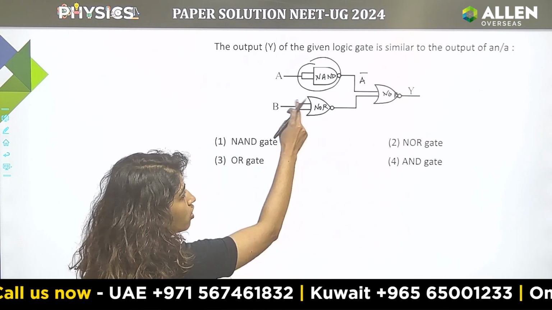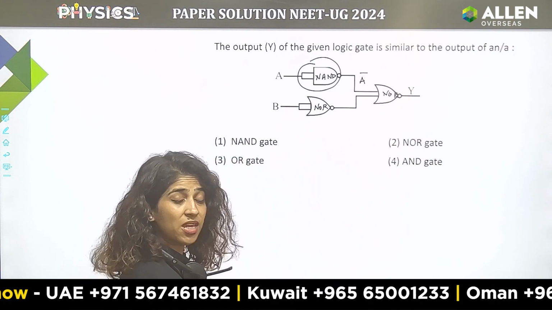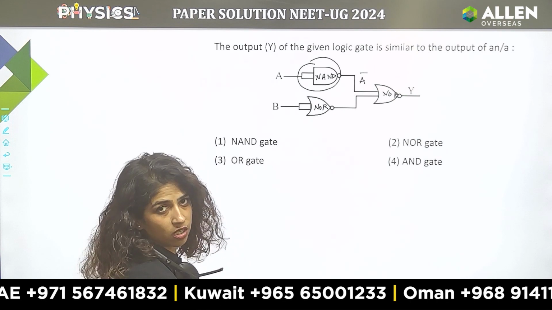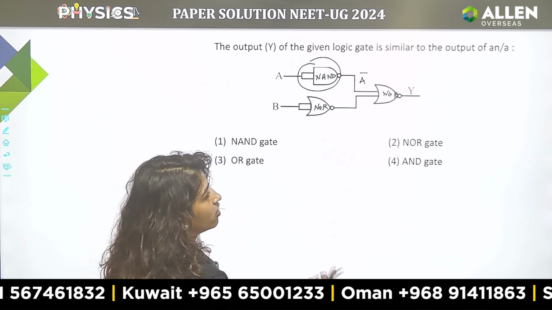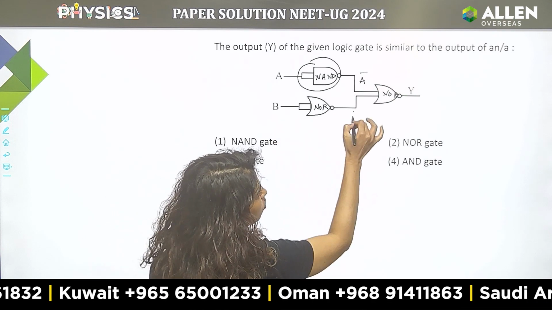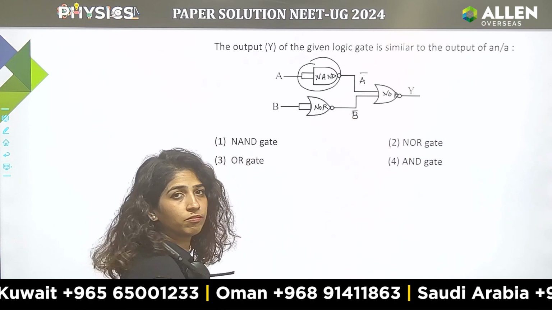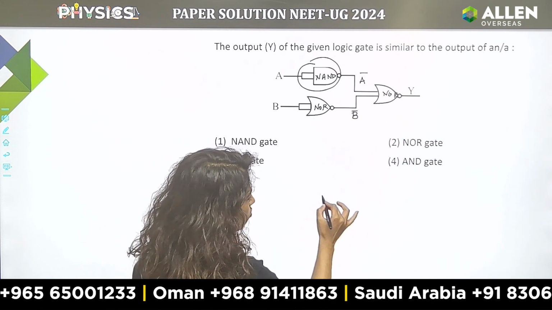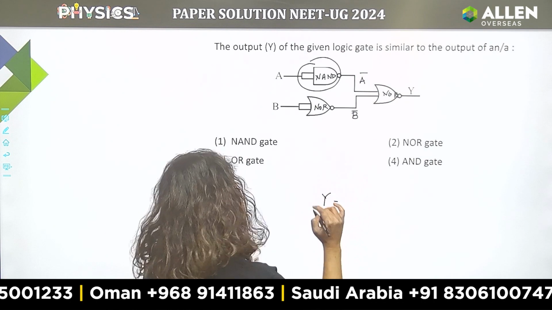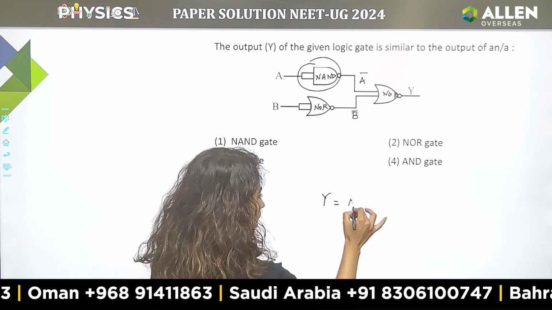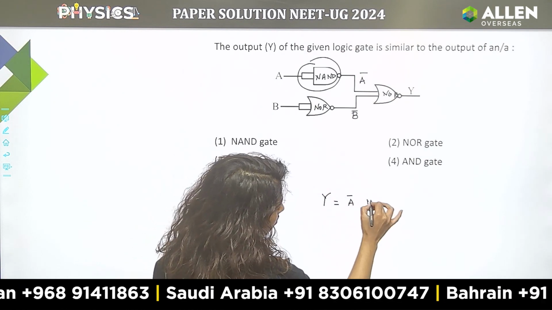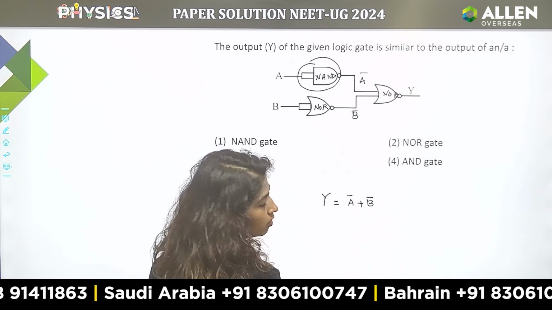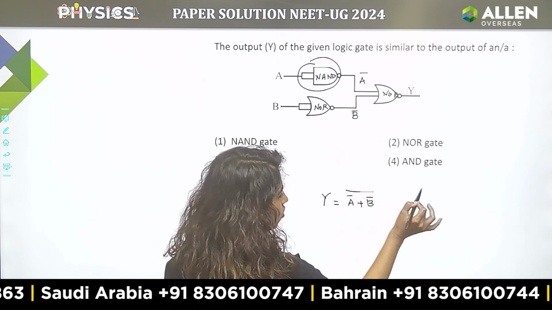Similarly, a shorted NOR gate behaves as a NOT gate. That means B is going to be B complementary. Okay, now coming to here, what would be my equation? My equation is NOR gate, it's A complementary plus B complementary, complement of.